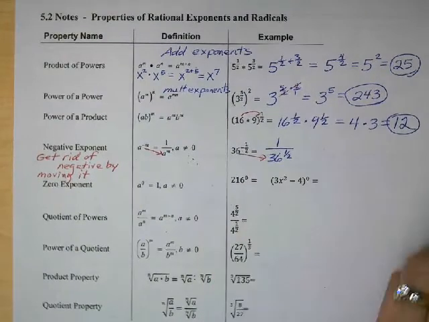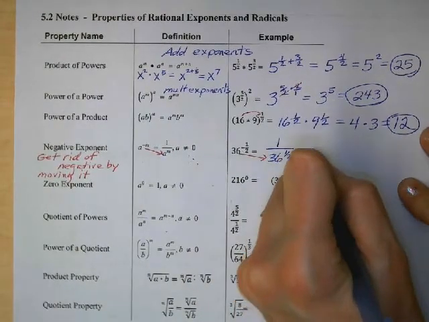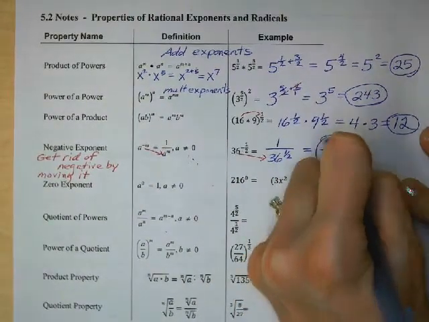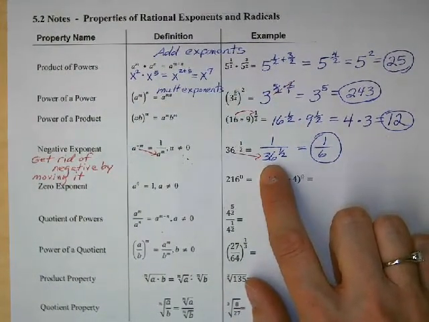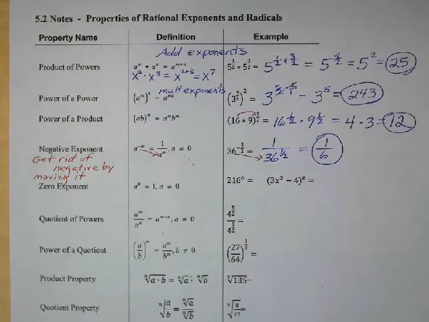So then what's 36 to the 1/2 power? 6. Good job. Yep. That means square root of 36, which is 6. So it's 1 over 6. That's the answer.